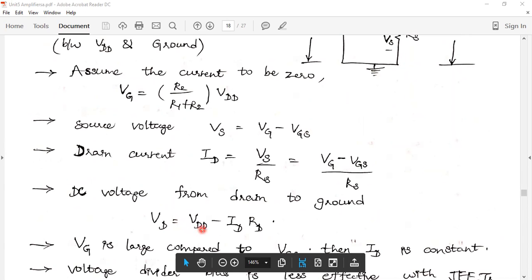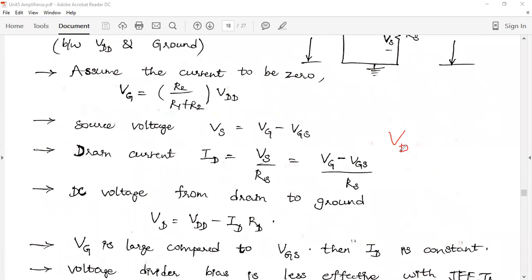VDD minus ID RD minus VD. That KVL equation should be like this actually. This is the KVL equation.